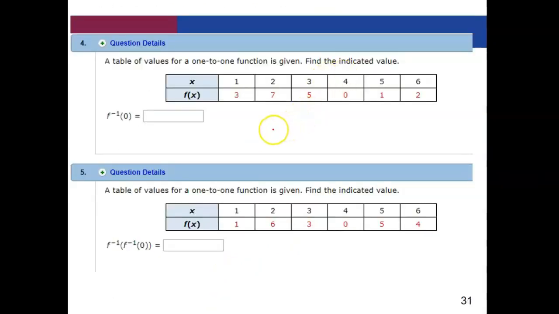We can also do these using tables. So if I'm going to do f inverse of 0, again, this is the y. So I'm going to go to where the y is 0, and then I'm going to give the x for my answer. So this one will be 4.